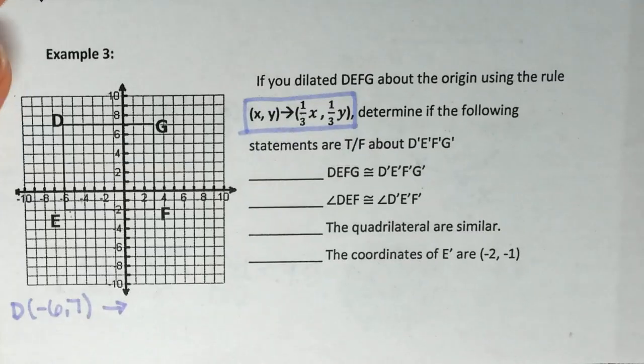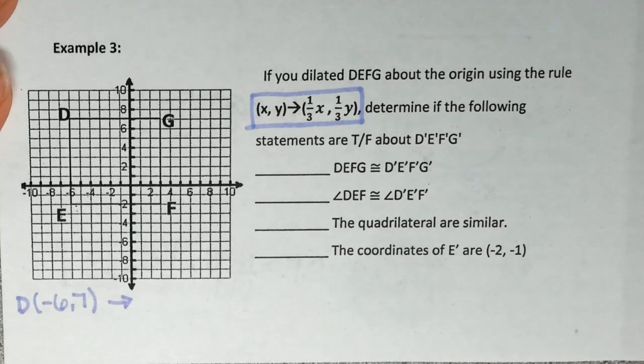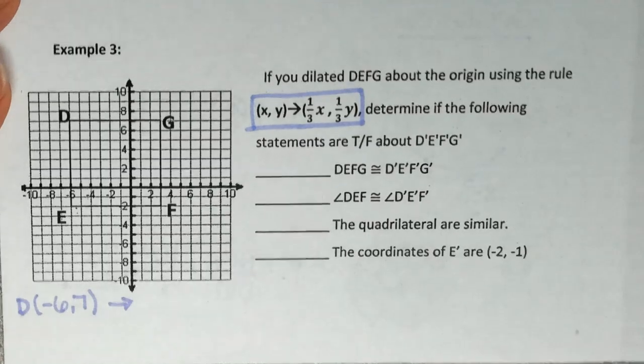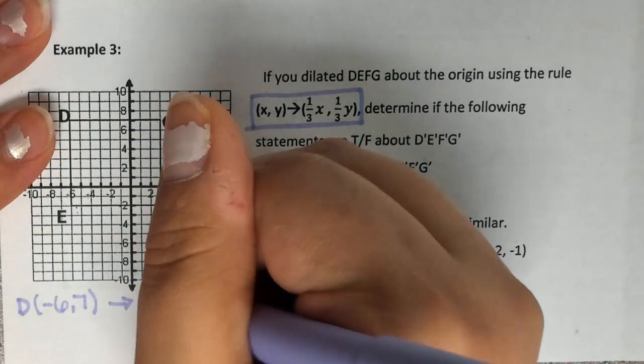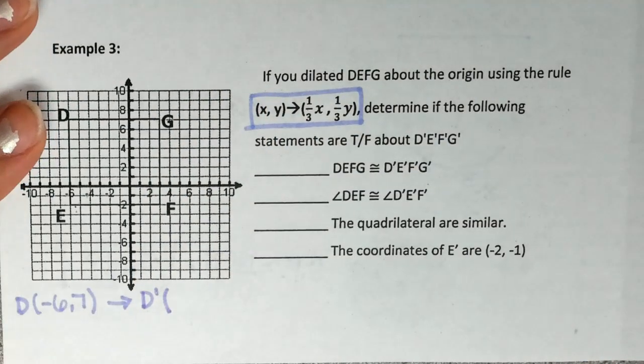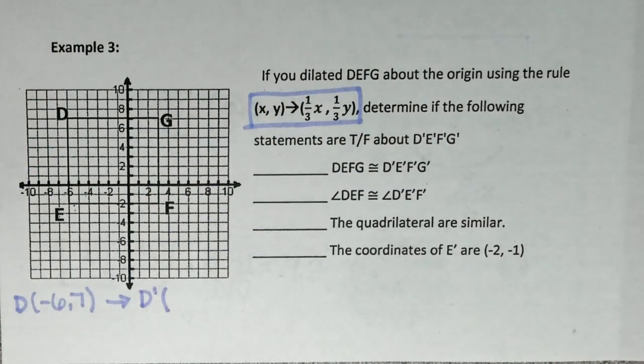Come on. I didn't make this. I wouldn't do that. All right. And if I multiply both those numbers by 1/3, I know, it's killing me too. By 1/3, what am I going to get for my D prime? We're just going to be really mature about it and move on.